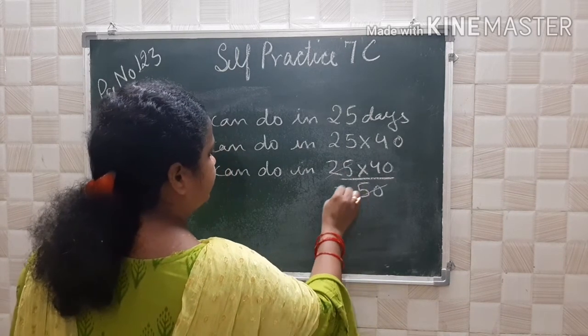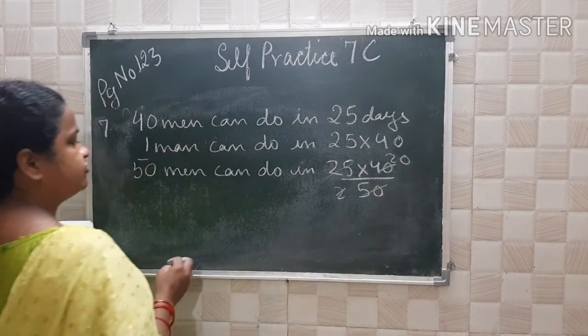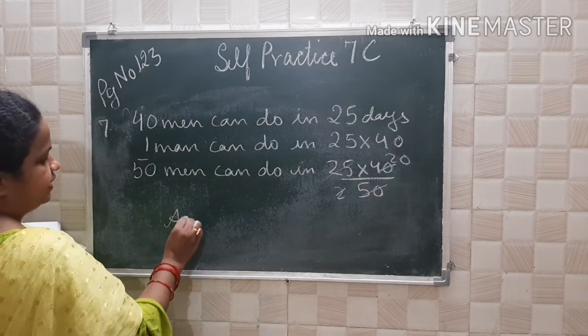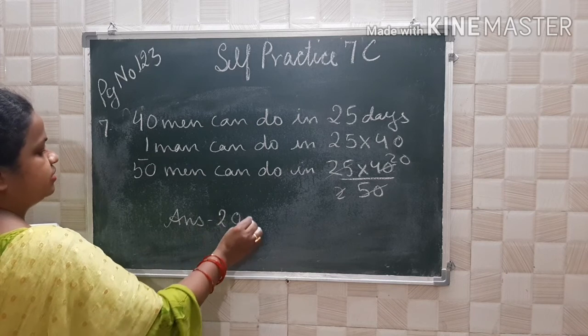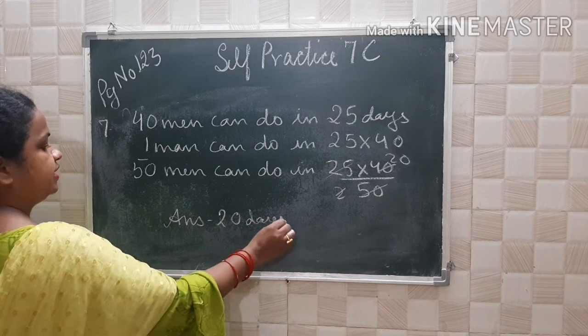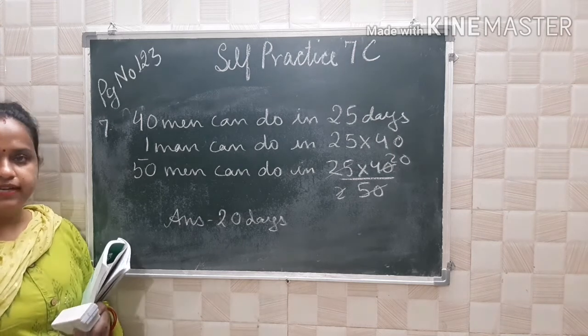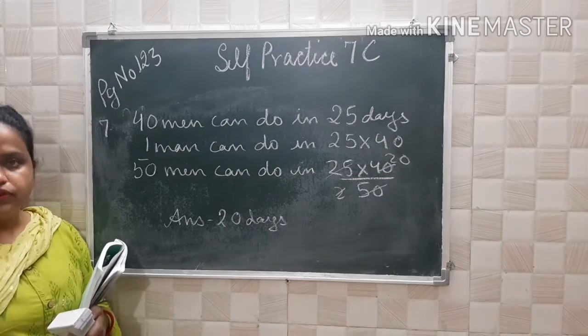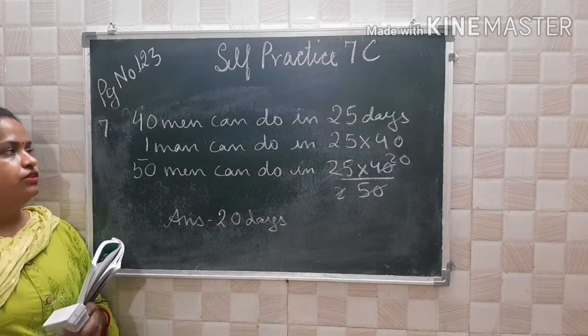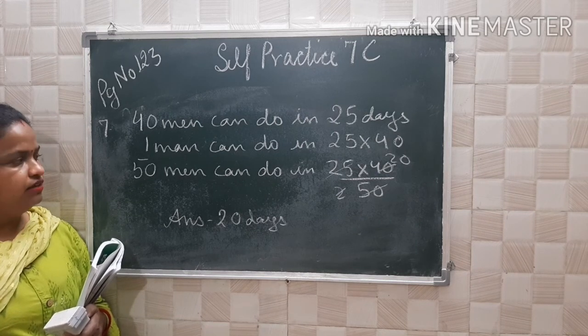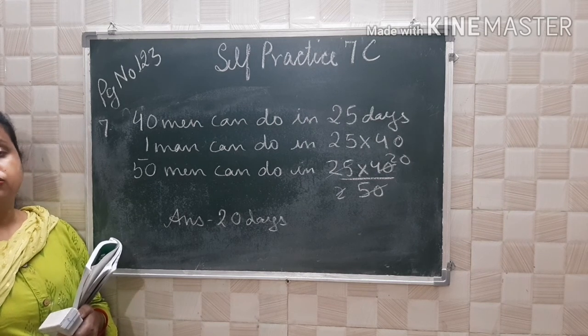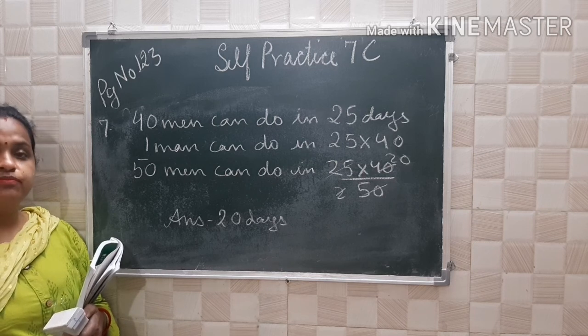25 twos are 50 and 2 20s are 40. So how much will 50 men take? 20 days. 50 men can complete the work in 20 days. Okay. 40 men can do a piece of work in 25 days. So one man will take more time. So that will be 25 into 40. So how much will 50 men take? 25 into 40 upon 50.